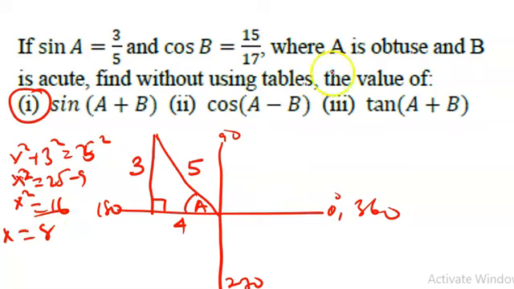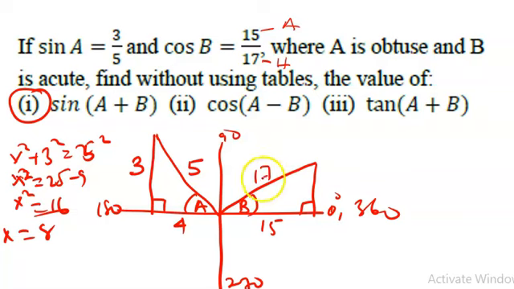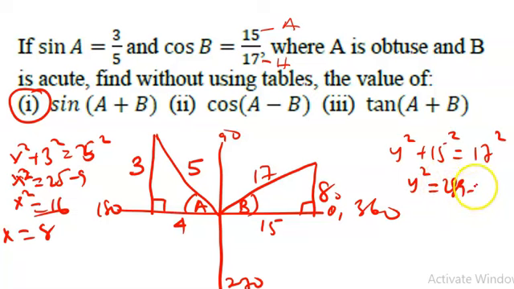Okay. And then B is acute. So B will be in this quadrant. This is angle B. And its cos. Cos is adjacent over hypotenuse. So where is the adjacent? That is 15. And hypotenuse 17. When we calculate, we are going to get here 8. Okay. So y squared plus 15 squared is equal to 17 squared. So y squared will be 289 minus 225. So y squared will be 64. So y will be 8.